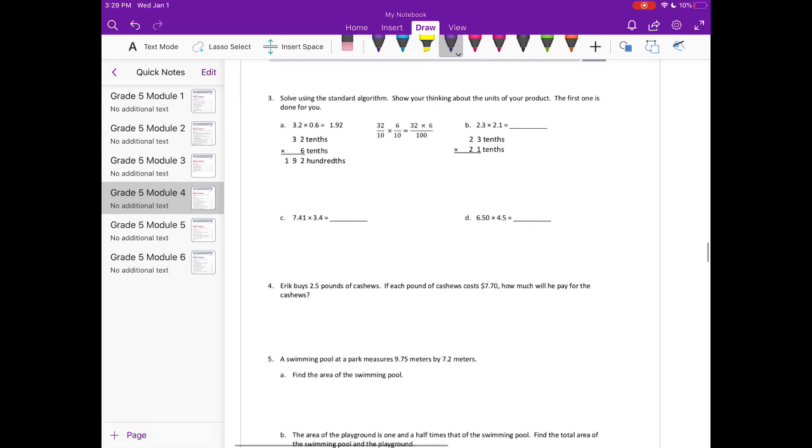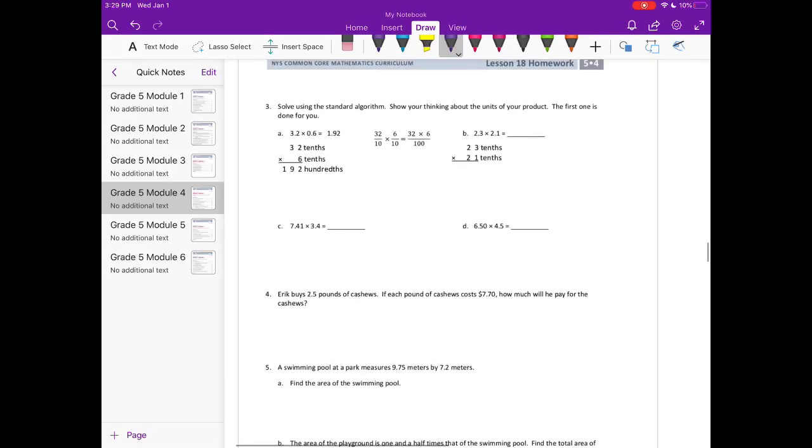Number 3, solve using the standard algorithm. Show your thinking about the units of your product. The first one is done for you. Okay, so B wants us to solve with the standard algorithm. So let's just multiply here.